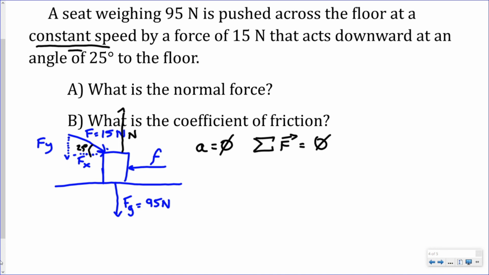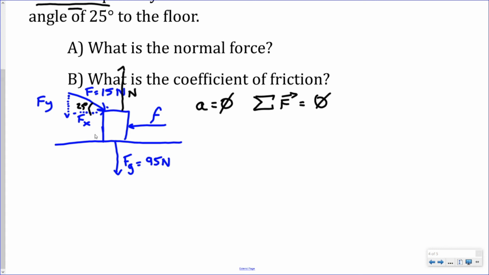So let's do that right away. This is just some simple trig here. If we know this angle, this side would be the opposite, this would be our adjacent, so make sure that you get that correctly. Which one do you want to find first? Let's do, I don't know, Fy, because I looked at it first.